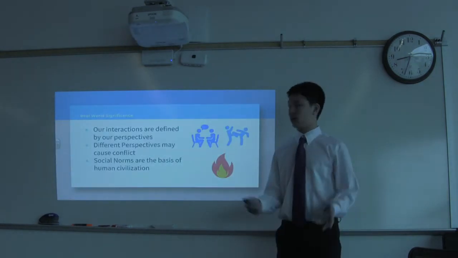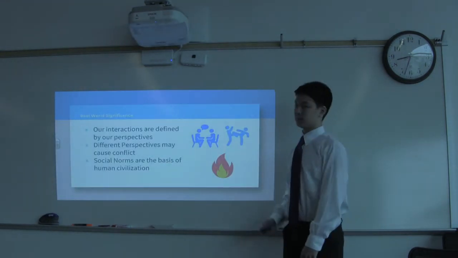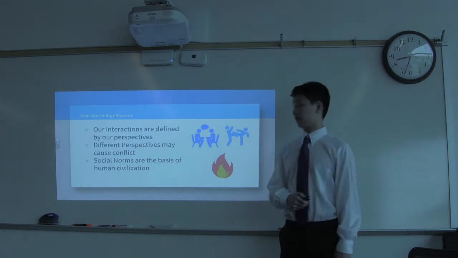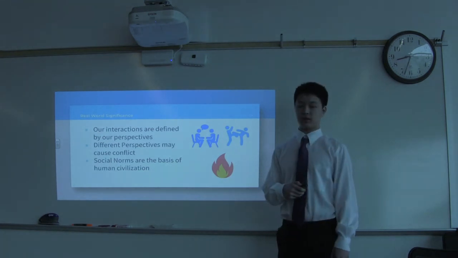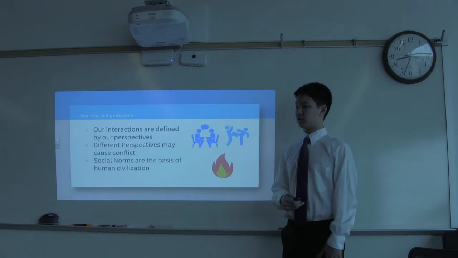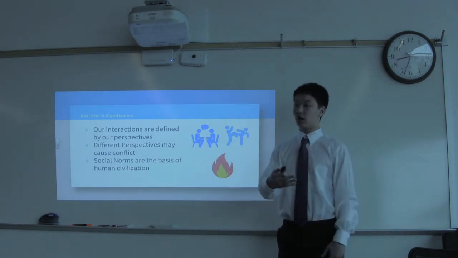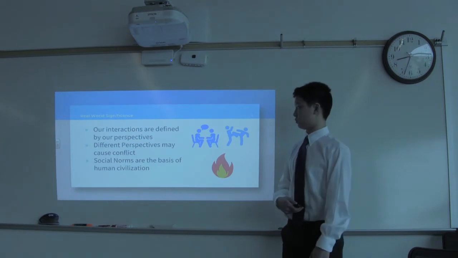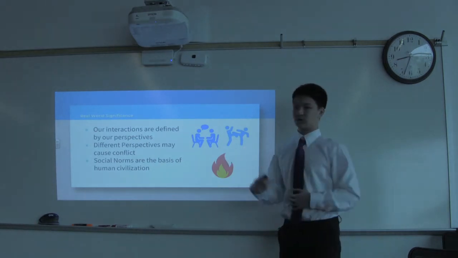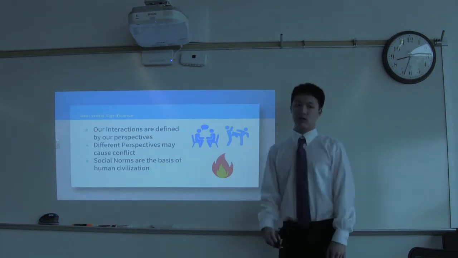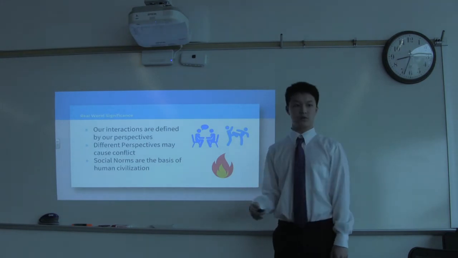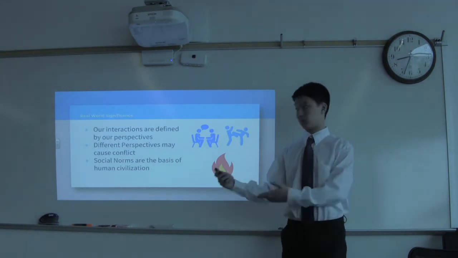So in this case, why does this matter? Well, social norms have some real-world significance. For example, our interactions are defined by our perspectives. If the social norm says you dislike this sort of group, or the social norm says you should have diplomatic relationships with one group, then you'll have different perspectives and you'll interact differently. Secondly, these different perspectives caused by social norms can create some cultural conflicts that I will later discuss.